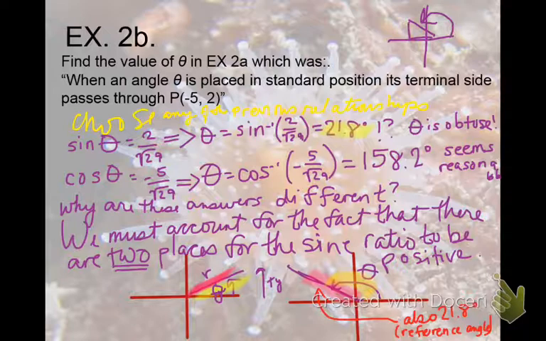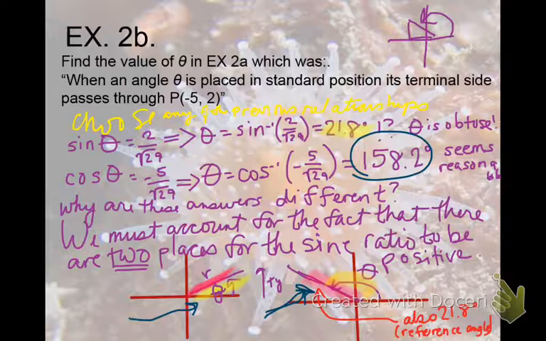What's the same between the two places? Well, the one in quadrant 1, this one right here, is the one that our calculator gave us. But this one to the right is an obtuse angle measure with the remaining part right here, the reference angle, also 21.8 degrees. The correct answer is 158.2 because we know it's obtuse, but the calculator, when we did inverse sine, did not give us the right answer, and we'll talk about that in a couple slides.